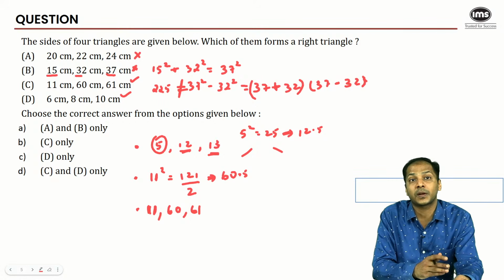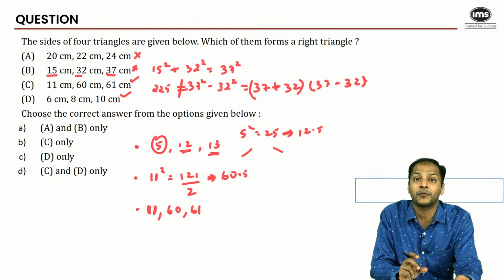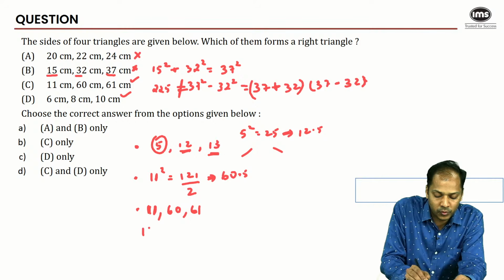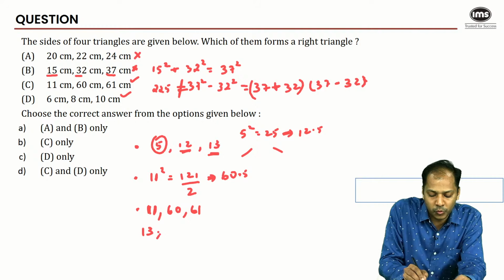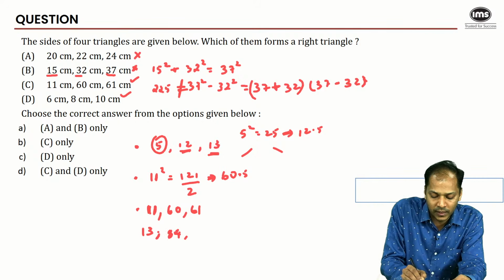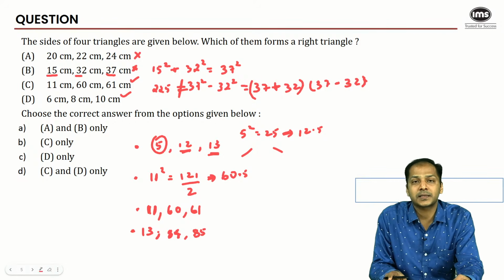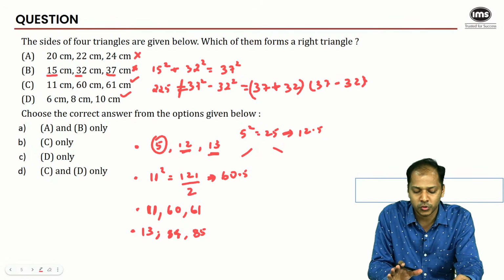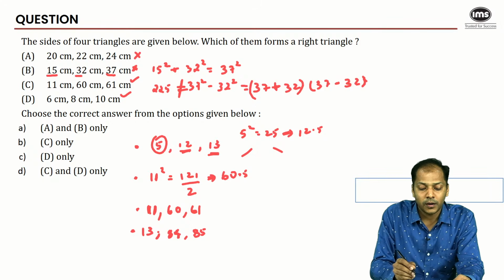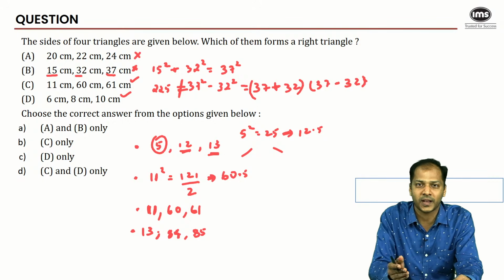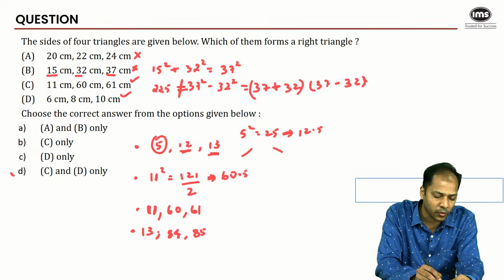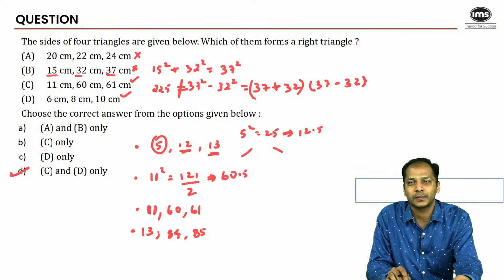Even for 13, 13 square is 169. So half of 169 is 84.5. So if someone were to ask me, give me a triplet with 13, one of the triplets could be 13, 84 and 85. Okay, is this understood? I hope this is also clear. 6, 8 and 10 is an extension, a double of 3, 4, 5. We all know 6, 8, 10 is a common triplet. So therefore C and D only. The correct answer to this one is option D, right?